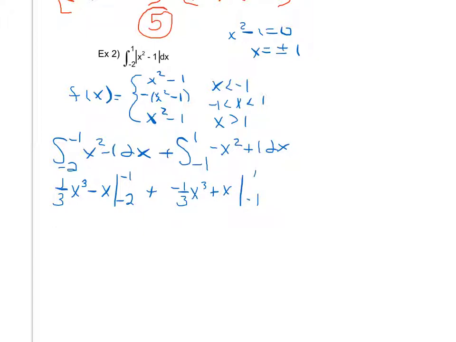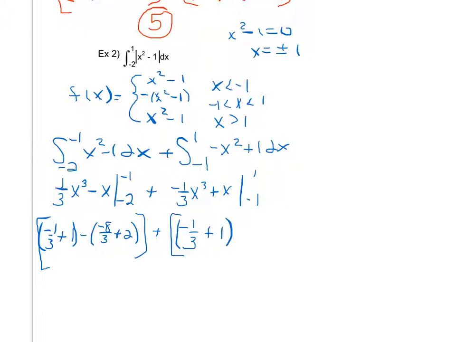Now I can go ahead and use the fundamental theorem of calculus twice and add my results together. So for the first one, I plug my top value in first, and I get negative 1 cubed is negative 1, so negative 1/3 plus 1 when I plug in negative 1, minus I plug in negative 2, I get negative 8/3 plus 2, plus I plug in 1 and I get negative 1/3 plus 1, minus I plug in negative 1 and I get positive 1/3 minus 1. From here I do my math, and doing my math gives me 8/3.